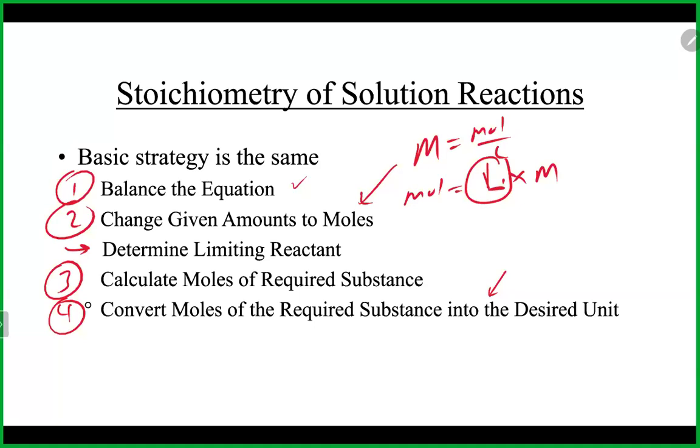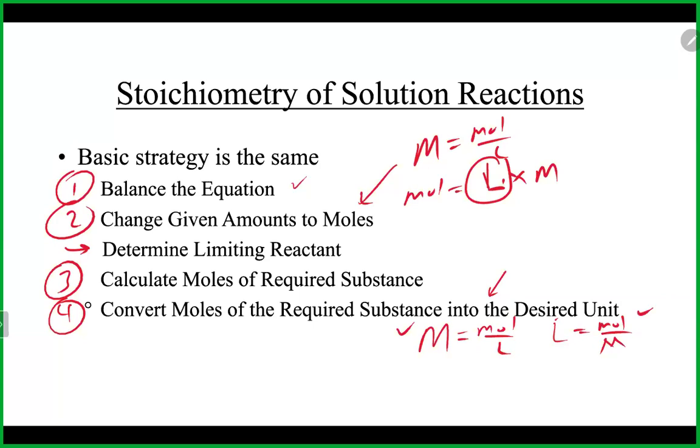Sometimes, a lot of times, we're interested in maybe the molarity at the end of the solution, or maybe we're interested in the volume. So at the end, once again, using the molarity formula, we sometimes will solve for the volume, which is moles divided by molarity. Or really, in some cases, we will actually just solve for molarity. So those are two endings that are very common in solution stoichiometry. Everything else in between is exactly the same.